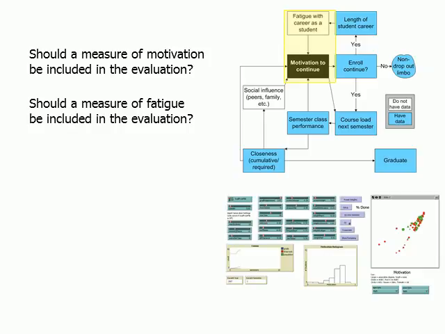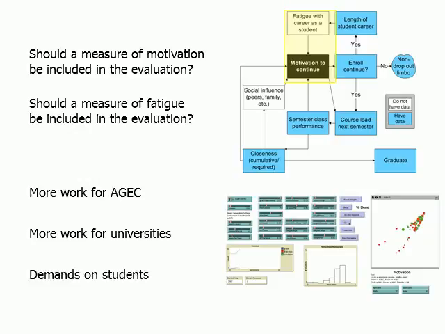On the other hand, think of what it would take to actually implement those measures. It would be neither cheap nor easy. Adding measures of motivation and fatigue would place an added burden on AGEC personnel and on staff in the universities. It would make added demands on students. Would it have been worth it to make the jump from "it seems like a good idea" to "let's actually do it"? It would be tough to make that decision based on the static model alone.